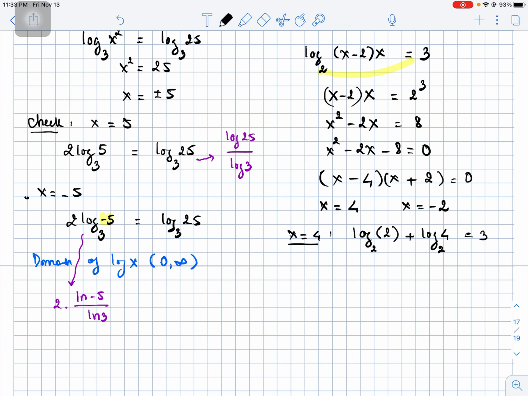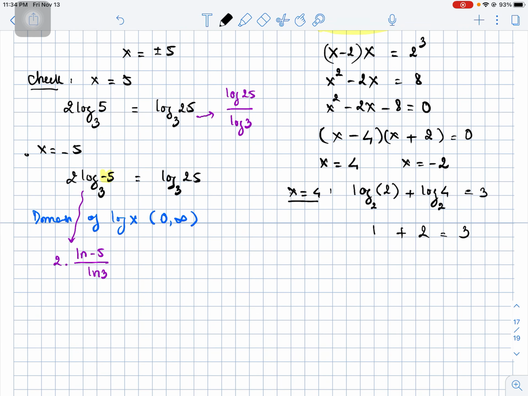So the first one is log base 2 of 2, and using the property or by definition, you can see that 2 to the 1 equals 2 in the argument, plus log base 2 of 4, which is 2, since 2 to the second power is 4. And this is a true statement.